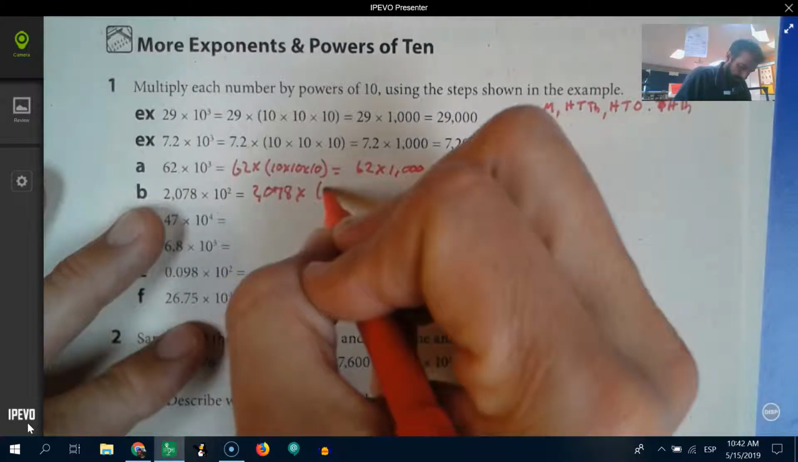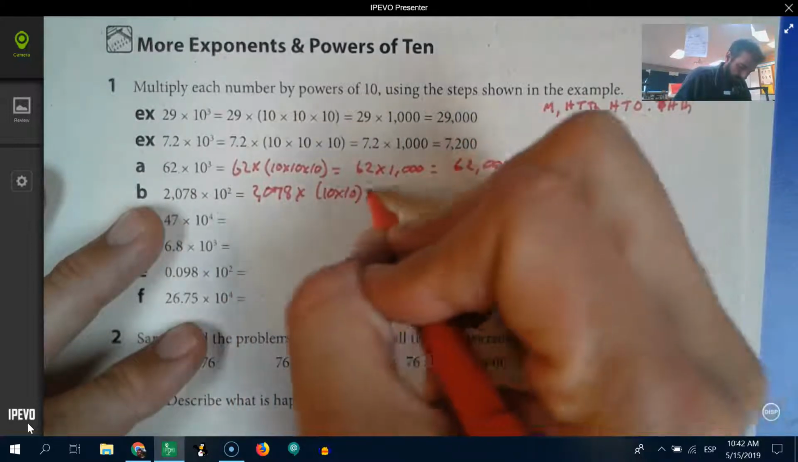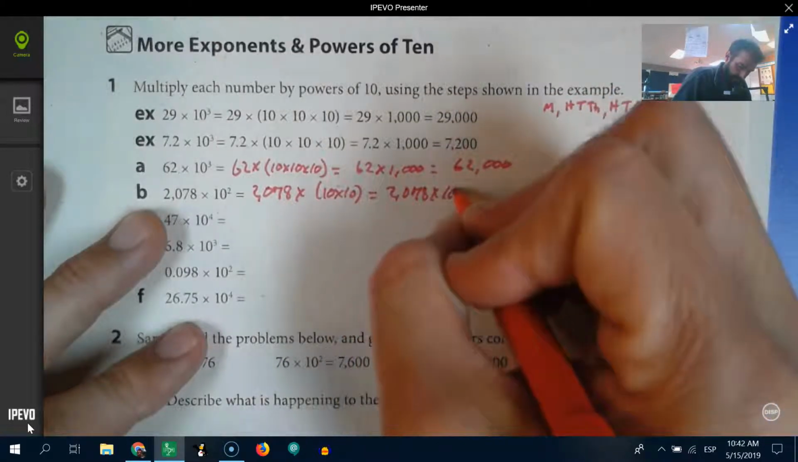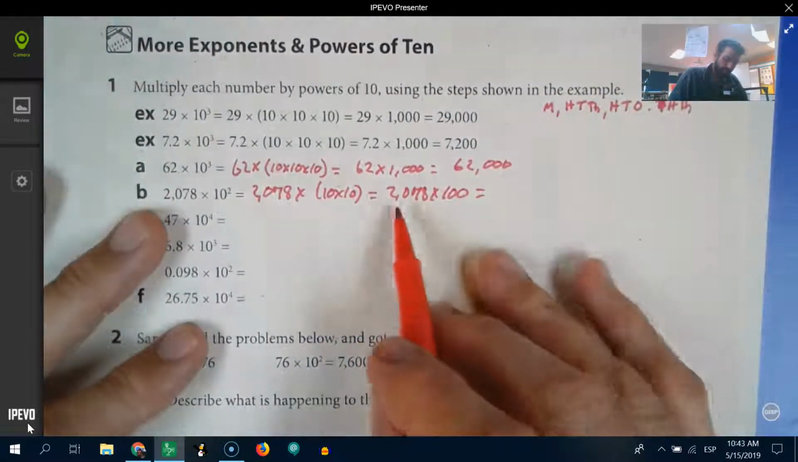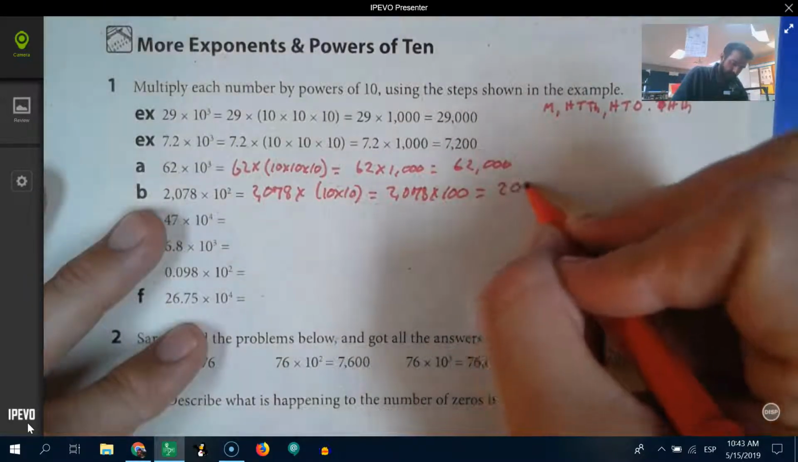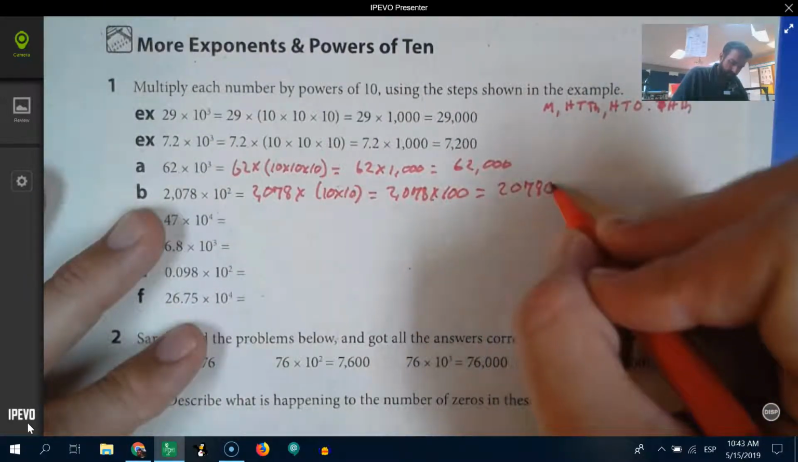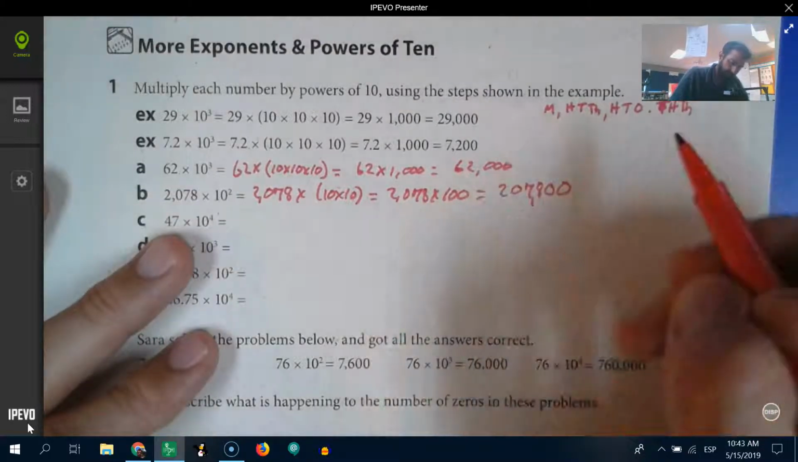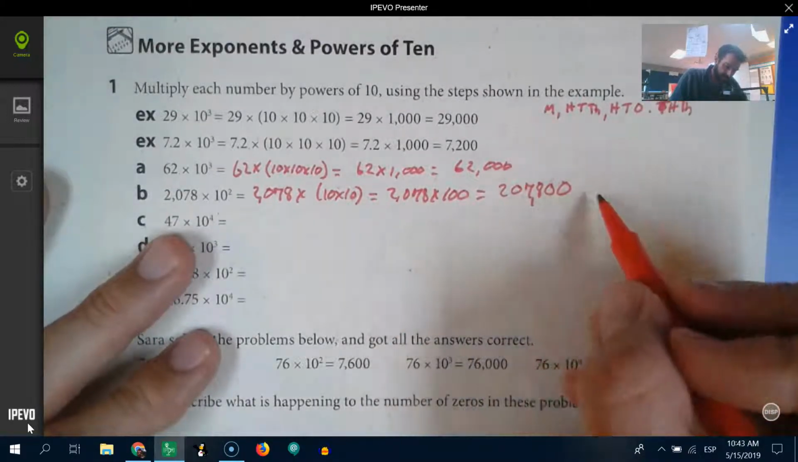So this we have 2,078 times 10 times 10, which is equal to 2,078 times 100. My 2,078 digits are shifting 2 spots to the left, which is 207,800.